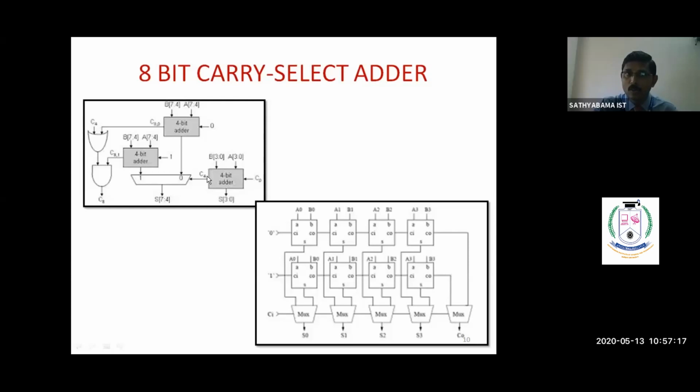If it is 0, these ripple carry outputs are the correct output. If this value is 1, then these ripple carry outputs are the correct output. So based on this carry value, we are going to select either these ripple carry outputs or these ripple carry outputs as the final output through the mux. Therefore, it is called a carry select adder.